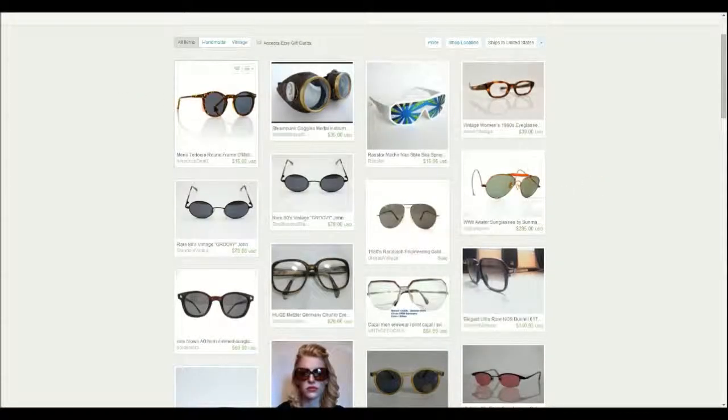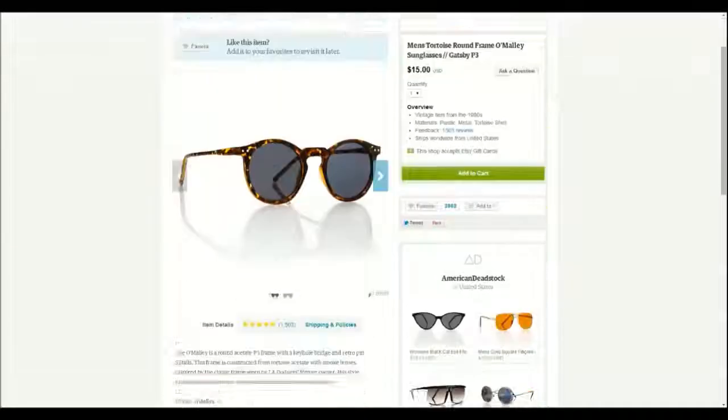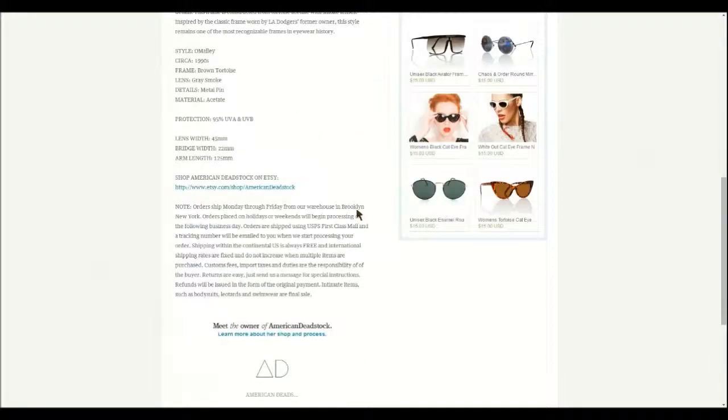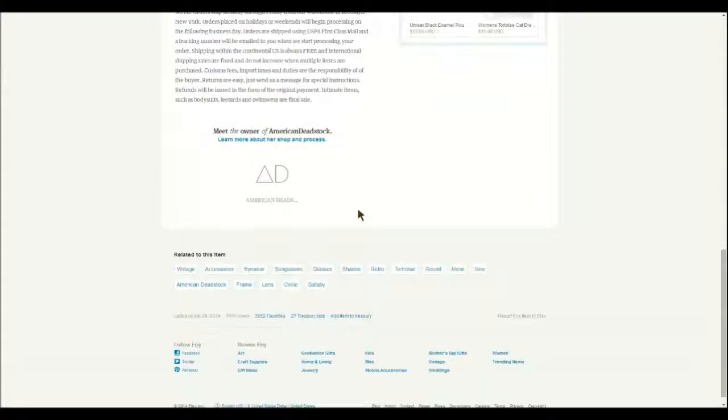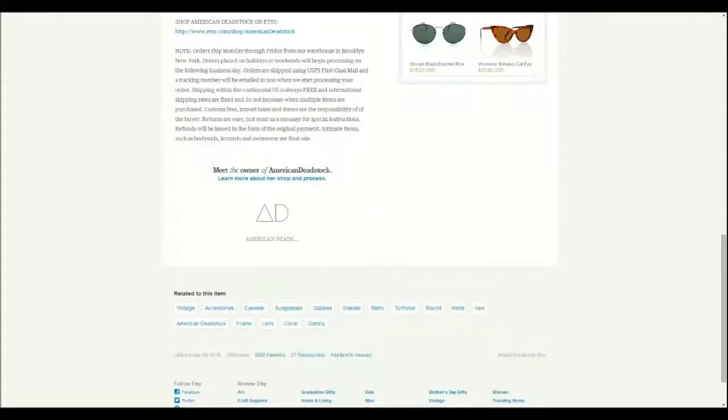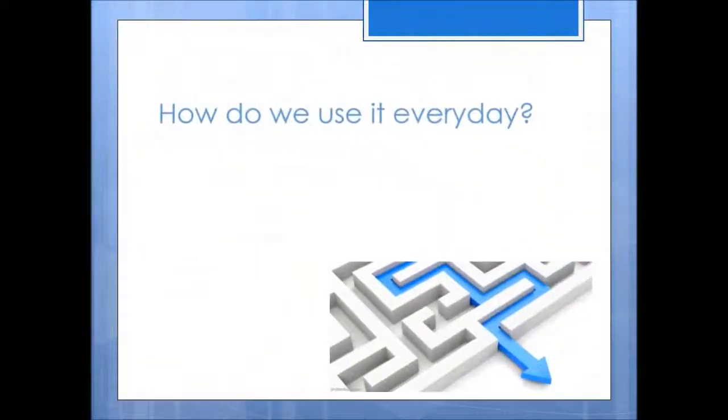Let's pick these. The bar on the right is other items by the same seller, and at the bottom we see the way this item was tagged. Accessories, vintage, tortoise, retro. We can see how our results could be so varied with keywords like these.